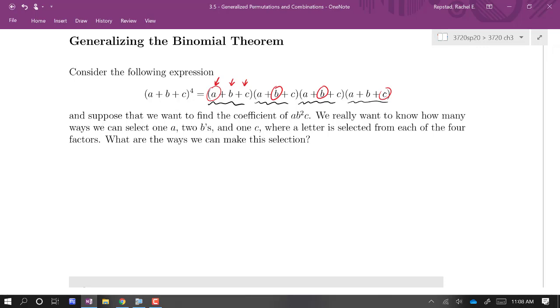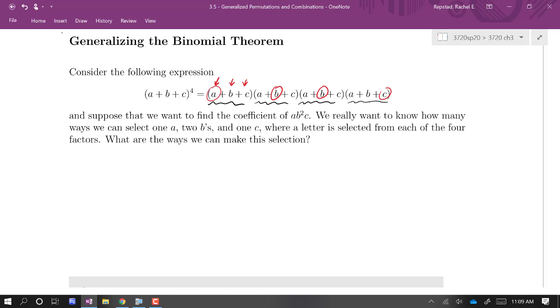And then I kind of go down the line, and as you expand out the whole thing, you've got all possible representations of how you could have chosen the terms that you pick from each factor, and then you add them all up. That's basically what distributing is when you multiply out something algebraically. So if I want to find the coefficient of a times b squared times c, what I really want to know is how many ways can I select 1 a, 2 b's, and 1 c, where we are selecting a letter or a variable from each of the 4 factors.